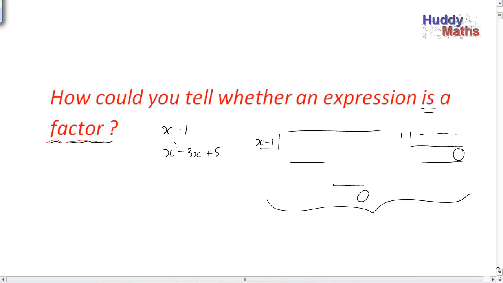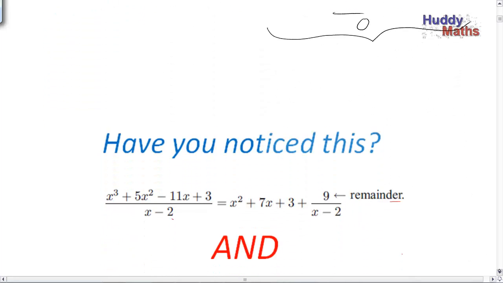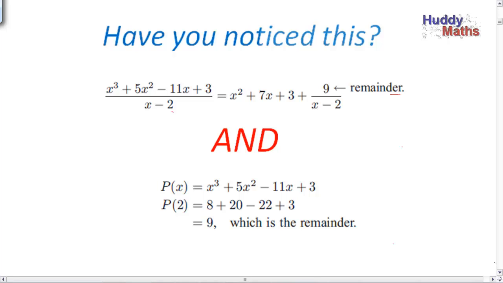Right, come down, let's have a look at something interesting. I'm not sure whether you've noticed this, so I've got this question for you. Have you noticed this? When you divide, let's say, a cubic by x take 2, it will go a certain number of times and then you put the remainder over the divisor. Okay, so that's a process of division. And of course we can write that another way, that this polynomial equals this times x take 2 plus 9 on the end. The two ways of representing the division algorithm.